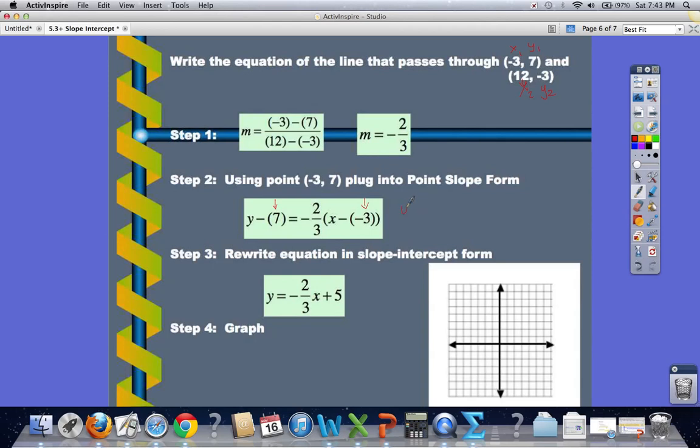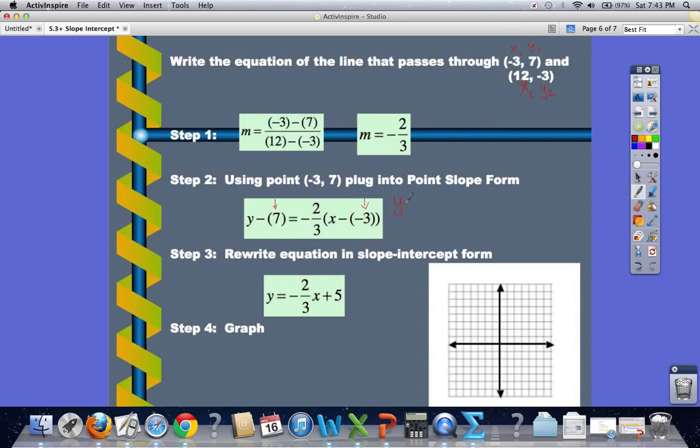Let me go ahead and write this over here. Oh, my pen's not working. Oops. Hold on. Not working. All right, let's fix this.